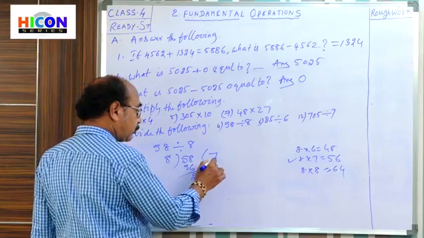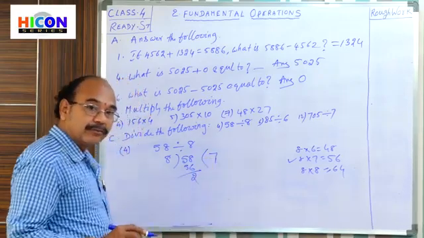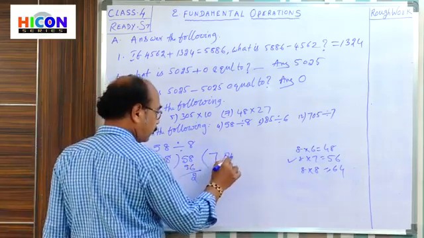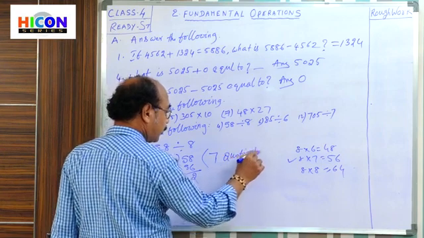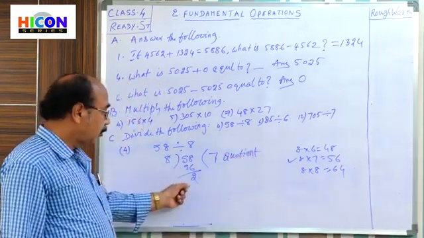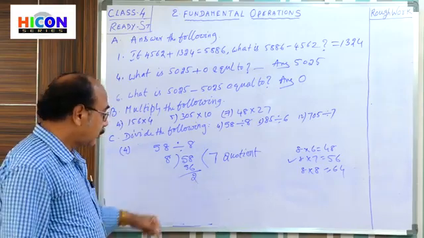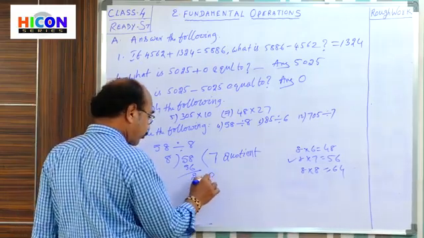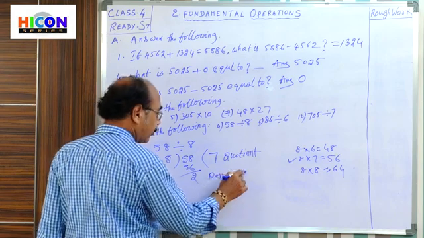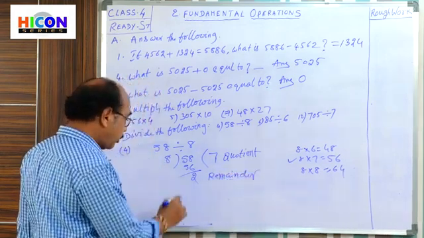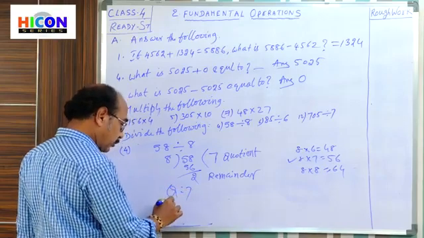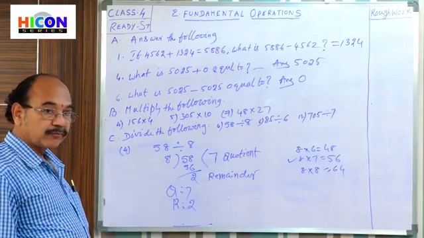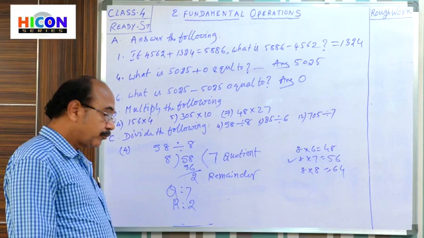After division, we are getting one result. That result is called a quotient. And something remains here at last. This is called the remainder. So in this division, the quotient is 7 and the remainder is 2. Okay, children. Like this we show the division.